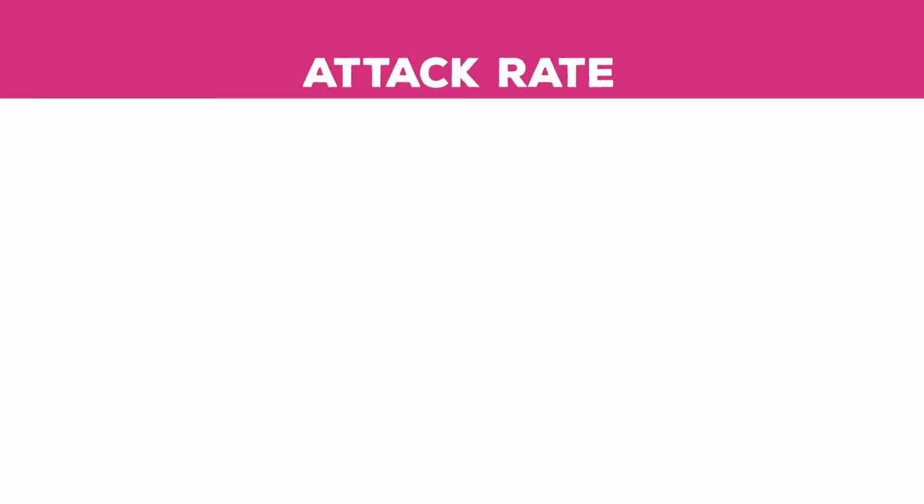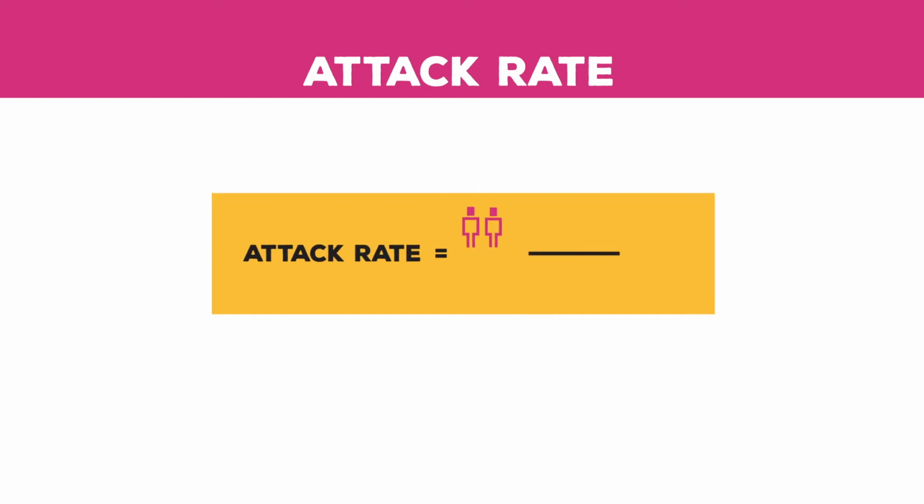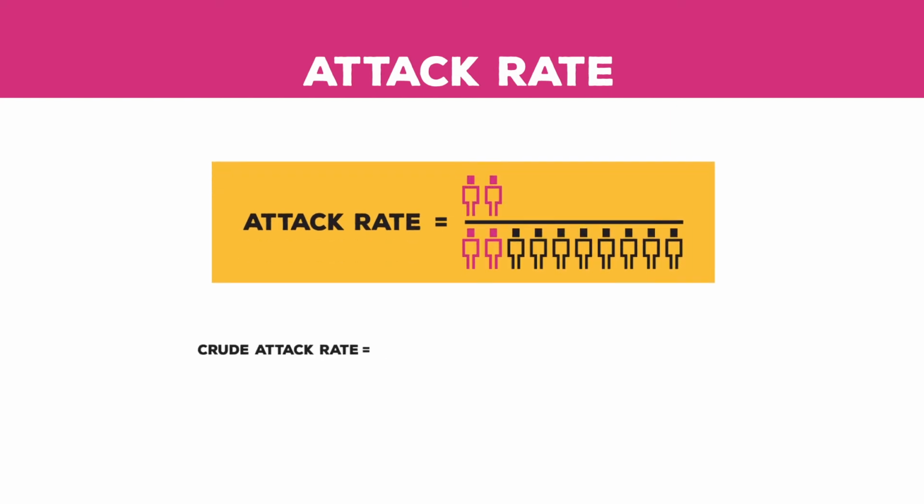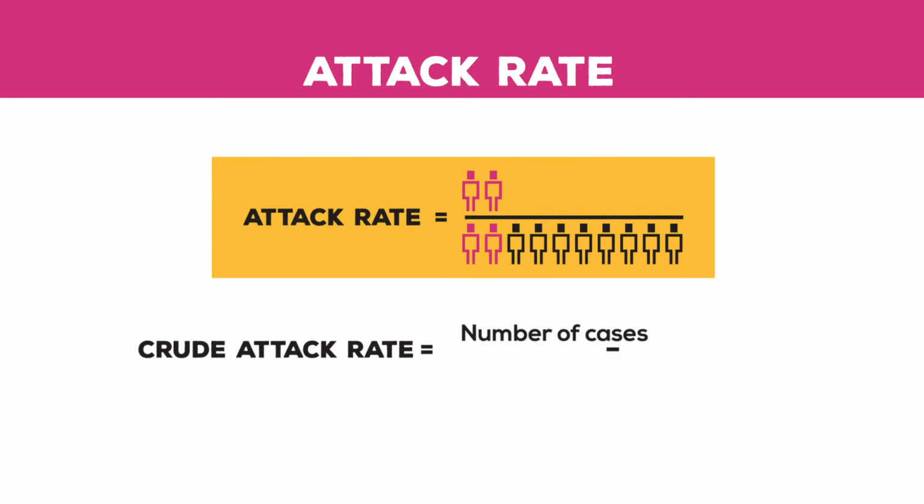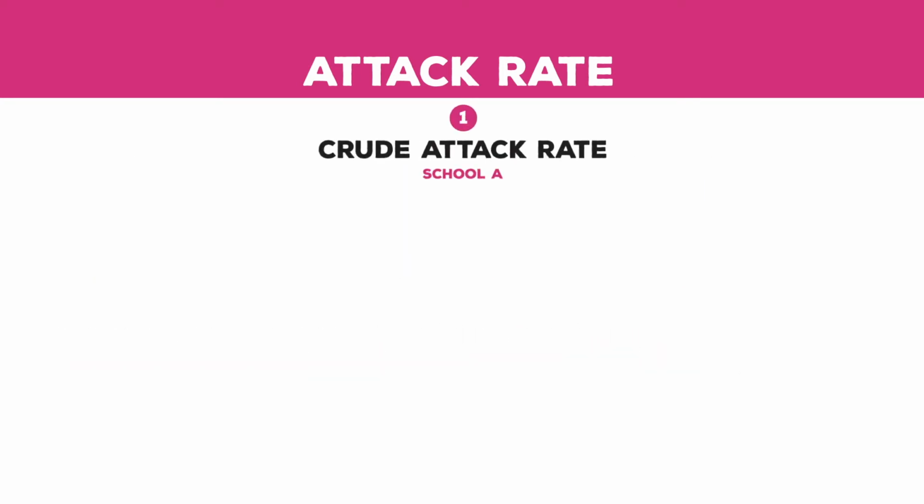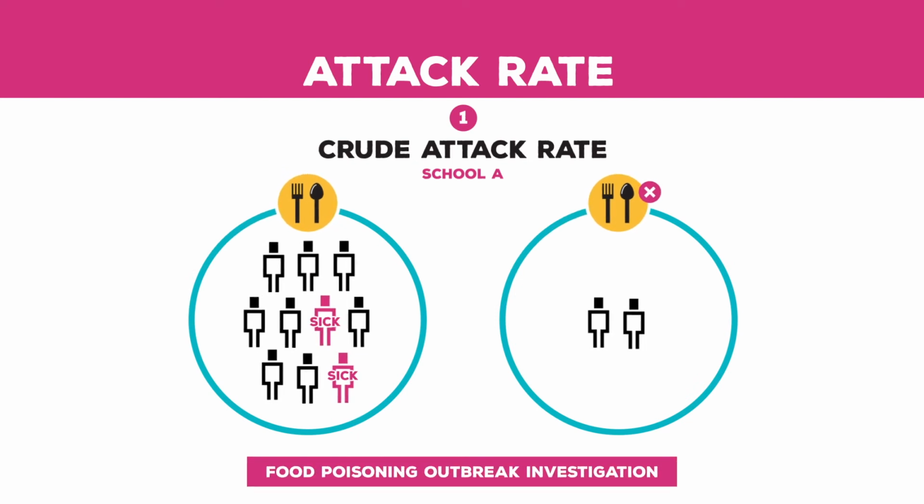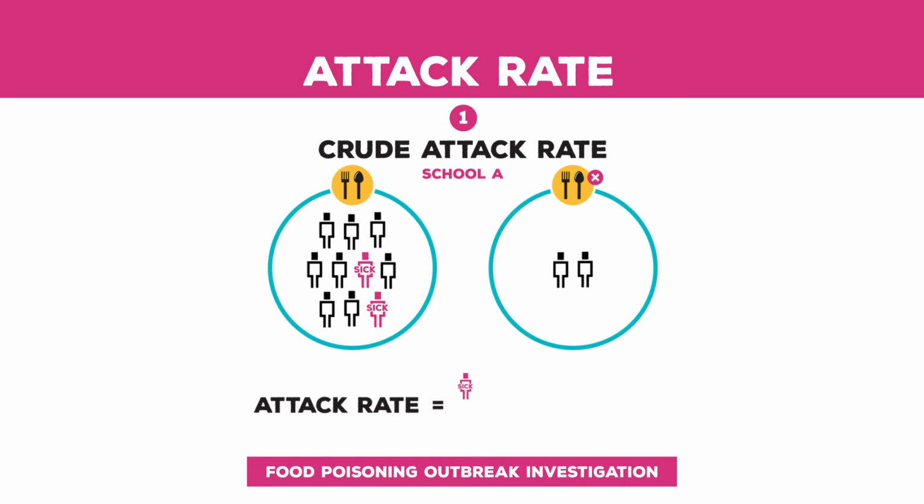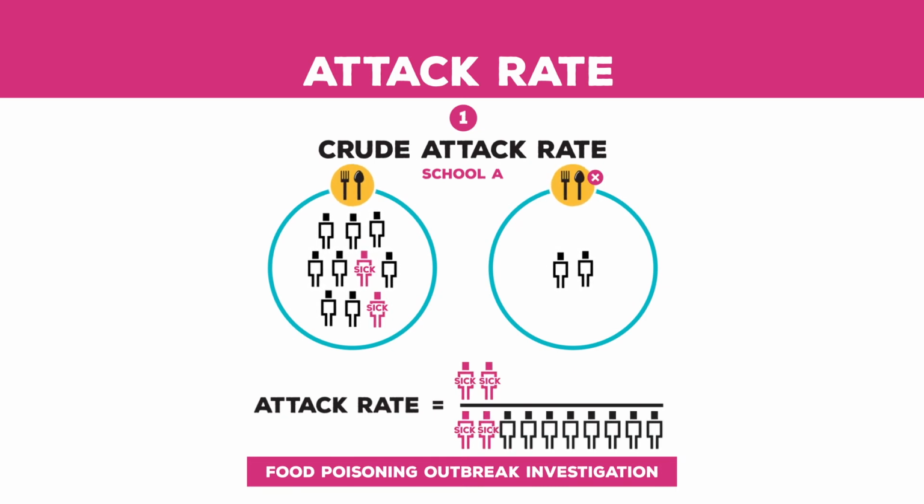For the outbreak investigation, we speak of an attack rate as a measure of frequency, which is defined as the number of people exposed to a hazard who became ill, divided by the number of people who were exposed to that hazard. For example, a food poisoning outbreak in school A, population at risk is only people who ate lunch. Crude attack rate is number of food poisoning cases divided by number of people who ate lunch.